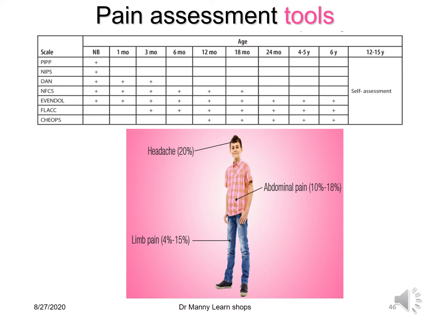But pain is something that children do experience, and here in the United States, according to certain research, children, because they can talk, typically have headaches 20% in relation to pain. Abdominal pain 10 to 18%, limb pain 4 to 15%. And sometimes these are referred to as growing pains. They can also have chest pain, which is not indicated here.